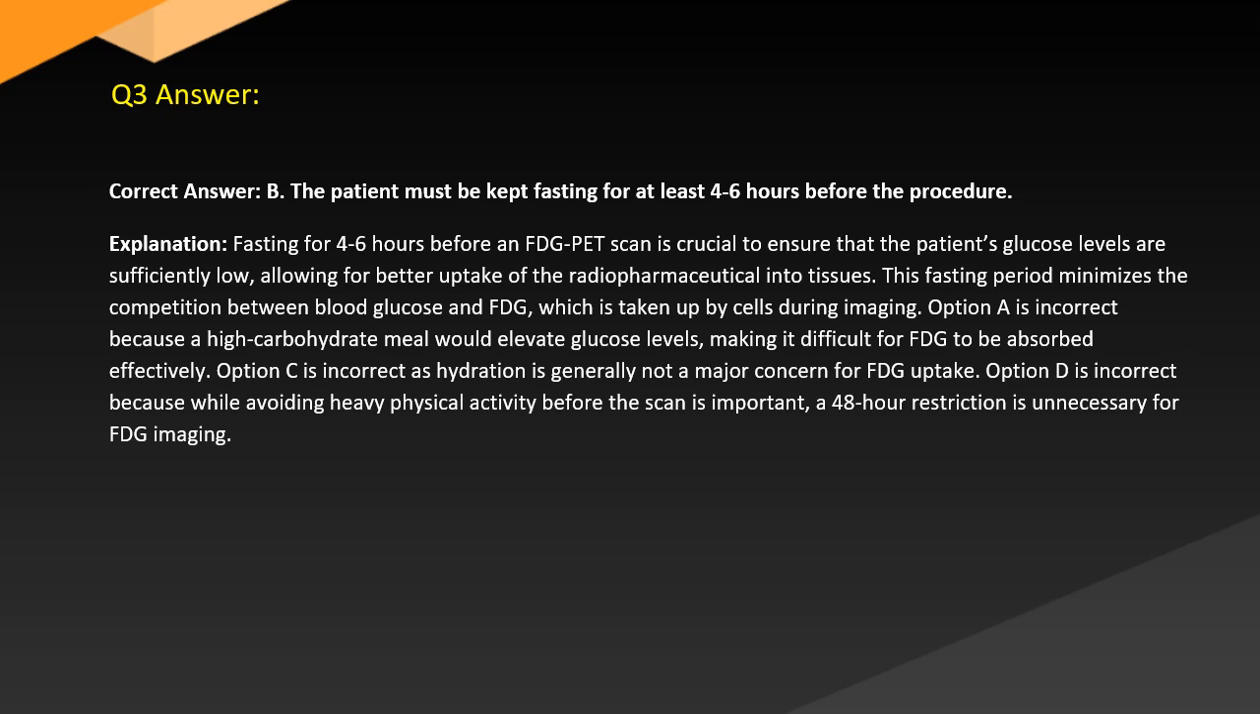Option A is incorrect because a high-carbohydrate meal would elevate glucose levels, making it difficult for FDG to be absorbed effectively. Option C is incorrect as hydration is generally not a major concern for FDG uptake. Option D is incorrect because while avoiding heavy physical activity before the scan is important, a 48-hour restriction is unnecessary for FDG imaging.